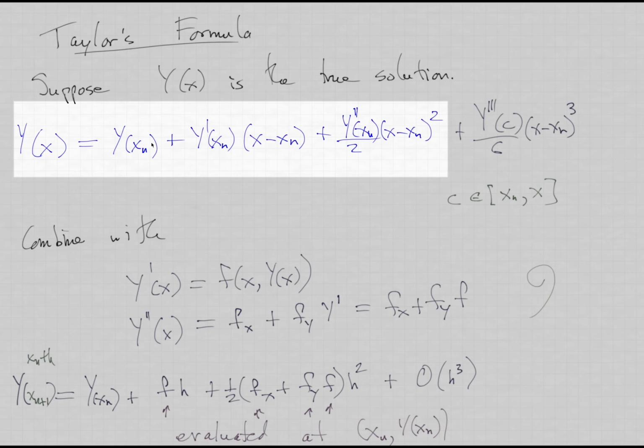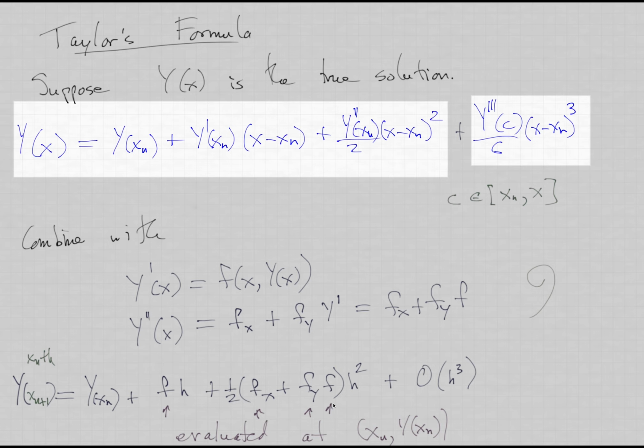So I'm assuming xn is the nth point we're going to try to calculate the solution for. But this is the true value of the solution at the point xn. It's capital Y of xn. And then we take the derivative at that point times x minus xn. And then the second derivative divided by 2 times x minus xn squared. And then at the end we've got this error term, which is expressed in terms of the third derivative of y, evaluated at some point c between xn and x. Right?